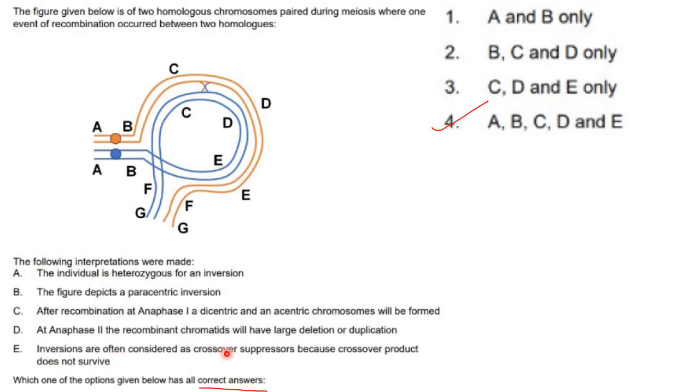Inversions are often considered crossover suppressors because the crossover product does not survive. That is also correct. It can result in reduced fertility or offspring viability due to genetic imbalances. So E is also correct. So the answer here is A, B, C, D, E.